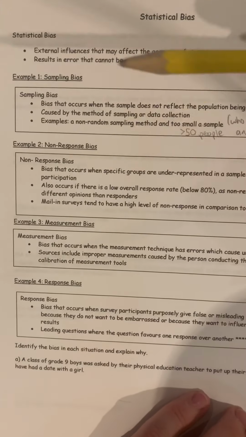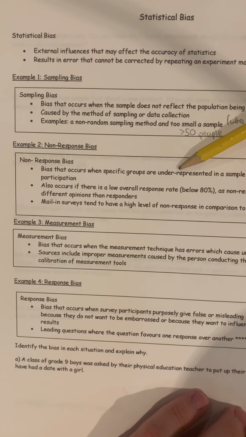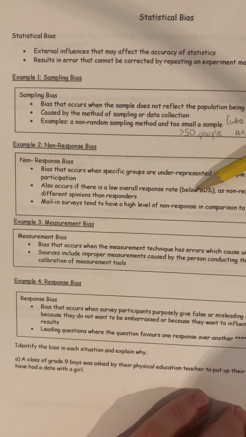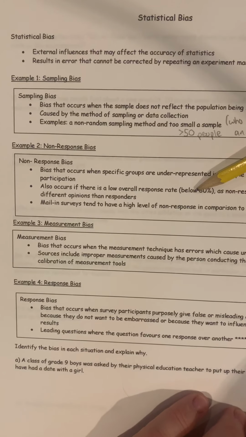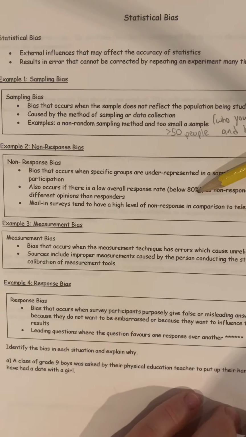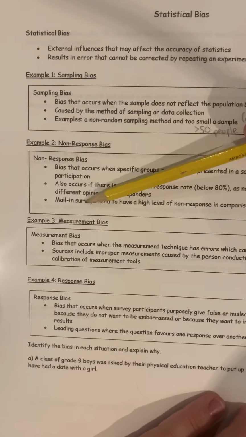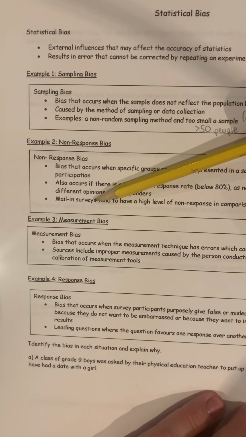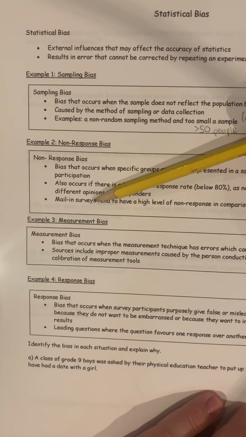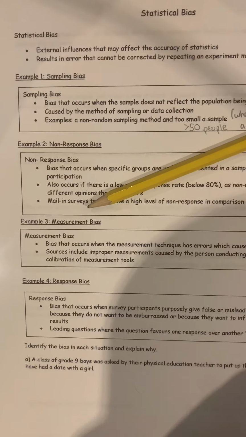Non-response is when specific groups are underrepresented. It also occurs when only 80% of people respond. We want more than 80% of people to respond. This often happens in mail-in surveys, ones that you may send in the mail or through email.